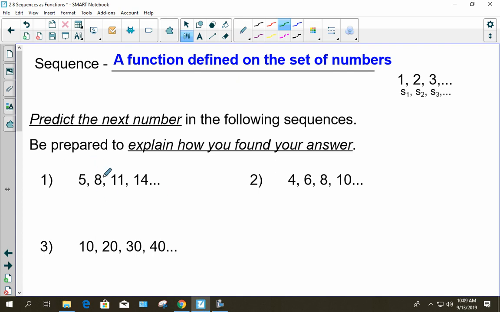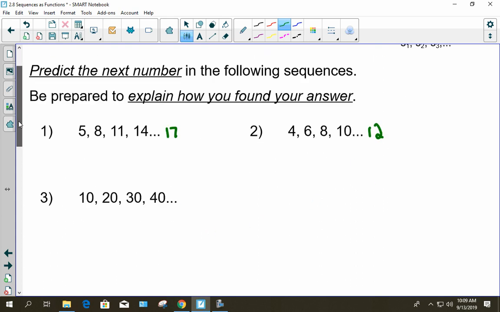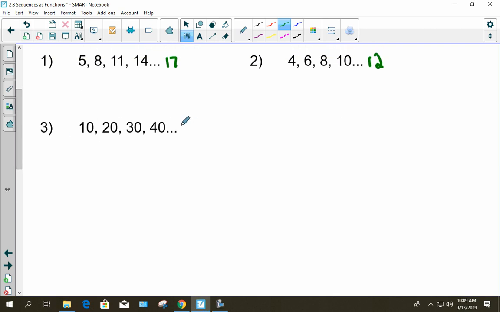So 5, 8, 11, 14, what do you think the next number is? How did you get 17? Because they're going by threes, right? The pattern that we see is an increase by plus 3. 4, 6, 8, 10, 12, increasing by 2, right? 10, 20, 30, 40, 50. Yes, very good.